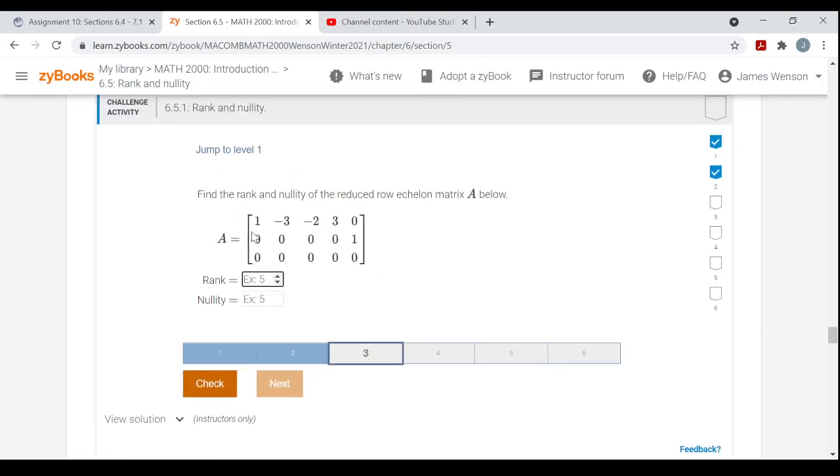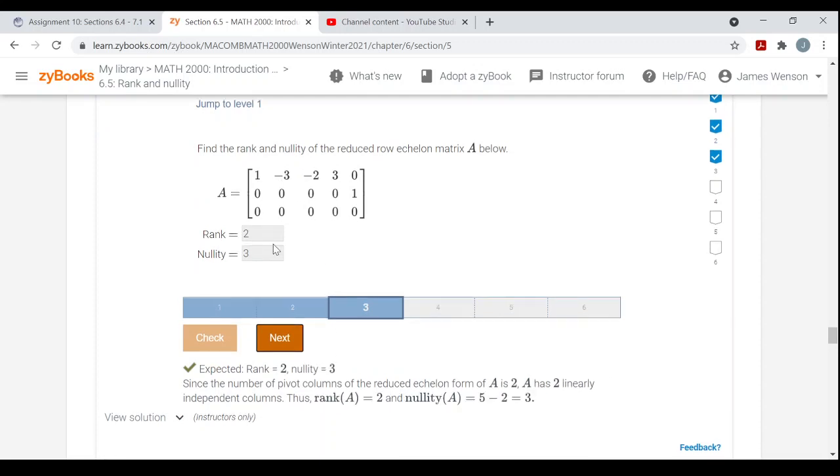Another one. Now this one is already written in reduced echelon form. There are 2 pivot columns, so the rank is 2. There are 3 non-pivot columns, so if you were solving A times x equals the 0 vector, trying to figure out what vectors x belong to the null space, there are 3 free variables, dimension 3, right? So the nullity would be 3.